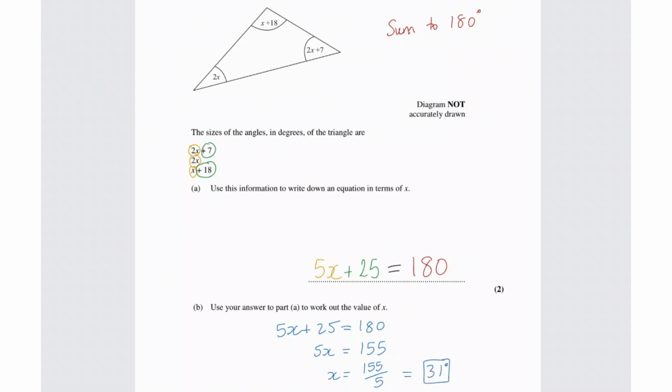And we can always check that works by substituting back in. That would make this 62. It would make this one 49. And it would make this one 69. And if we add those 3 angles up, we should be looking to get 180, which we would. And then we can be confident we did it correctly. So whenever you're solving an equation, you can always substitute back in to check if you're right. And that's a really useful skill to have and something to always try and do, particularly if it's a test or exam.